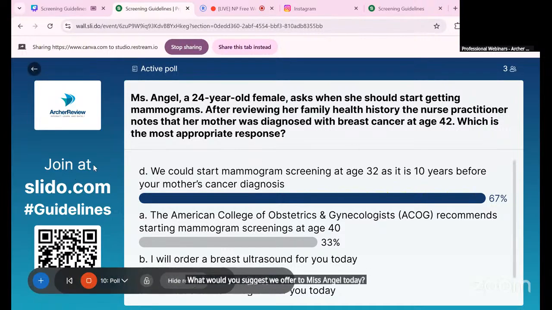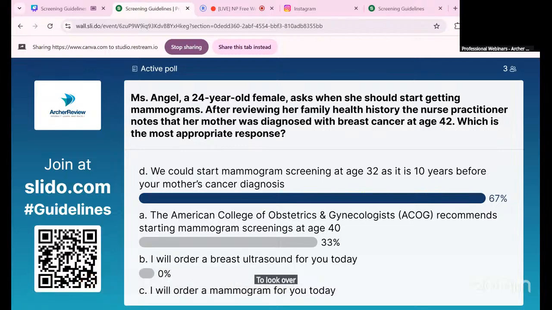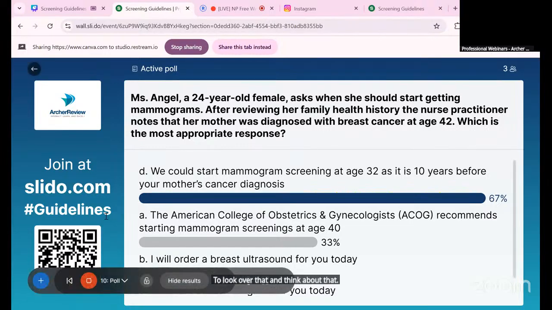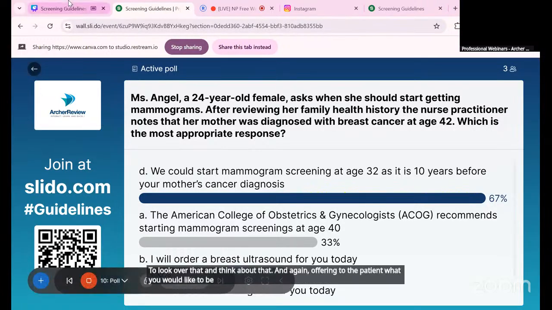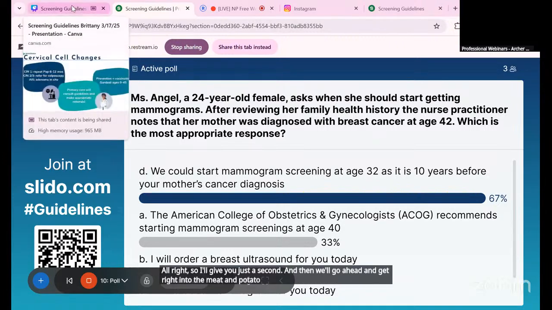So I'll give you just a minute to look over that and think about that. And again, offering to the patient what you would like to be offered to her. All right, so I'll give you just a second, and then we'll go ahead and get right into the meat and potatoes again of our screening guidelines.